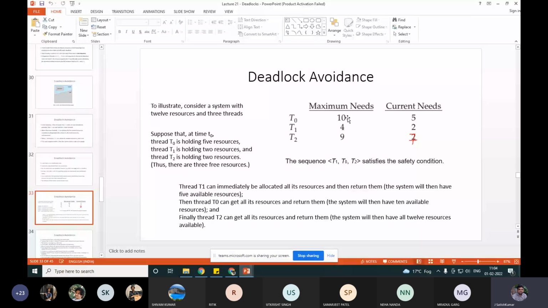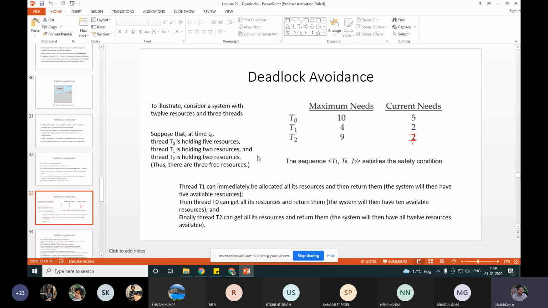We have maximum needs and current needs for these threads, and we have these resources. If you allocate T1 first instead of T0, with the available resources, then T0, then T2, the order in which you are allocating resources puts your system into a safe state. It will not go into deadlock. If you alter this order, there are chances that you may go into deadlock.